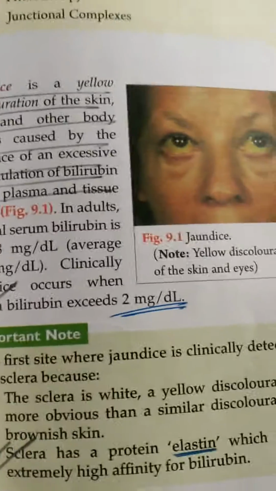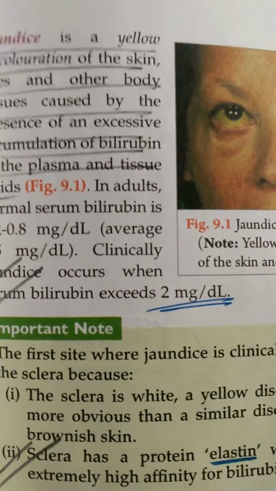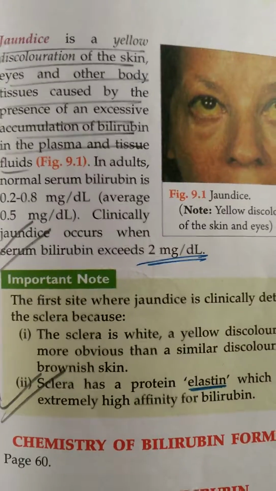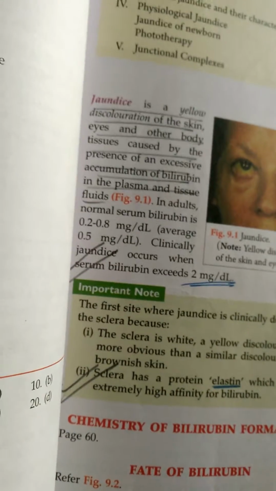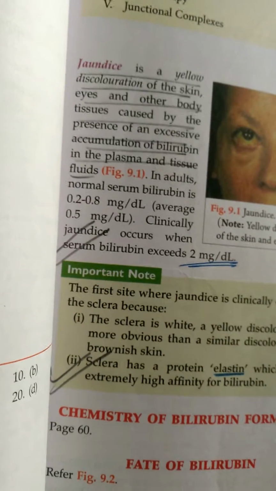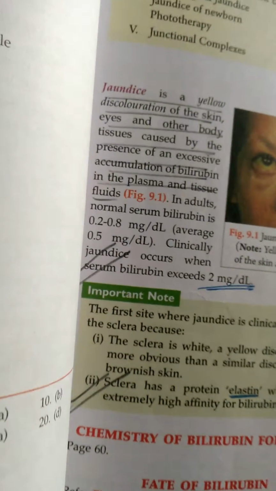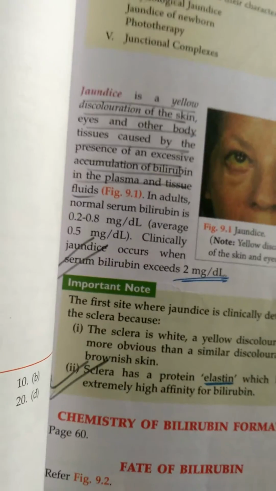Okay, then how bilirubin is produced and what is bilirubin, all these things are related to this. So I tell you what is bilirubin. When RBCs are degraded, a substance is produced that is called bilirubin. The bilirubin which is formed by the destruction of RBCs is free or unconjugated bilirubin. It is lipid soluble and bound to albumin in plasma, which prevents its excretion by the kidneys in urine.